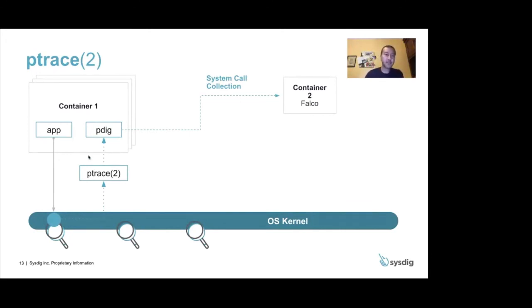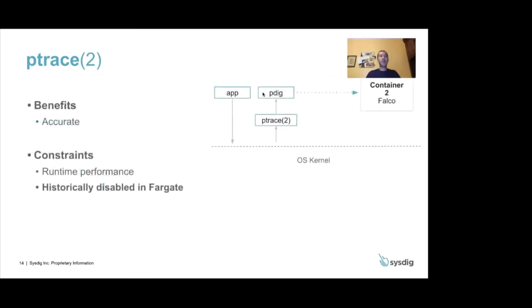So by leveraging Ptrace, it's possible to create a tool, I call it pdig here, that can collect the system calls and send them to Falco. Benefits of Ptrace are it's accurate because you still go through the kernel. I used to say the kernel never lies, because it's hard to bypass something that is collected at the kernel level.